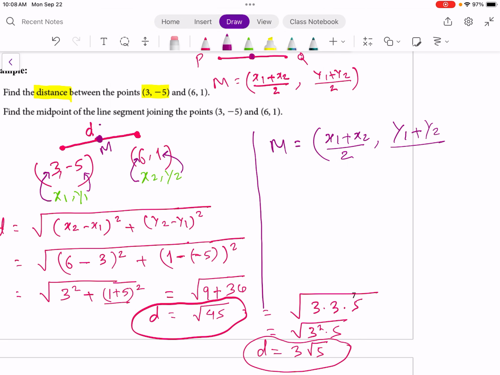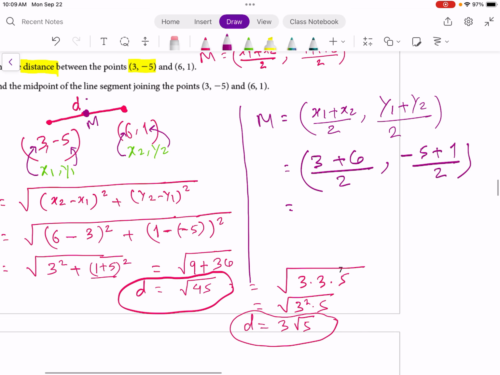And this formula will be given to you. Now you substitute x1, x2. x1 is 3 plus x2 is 6, divided by 2. y1 is negative 5 plus y2 is 1, divided by 2. This is 3 plus 6, 9. 9 divided by 2 is 4.5. Negative 5 plus 1, that is negative 4, divided by 2 is negative 2.